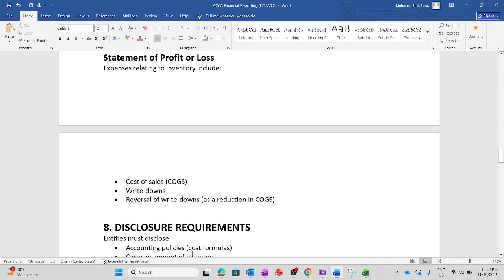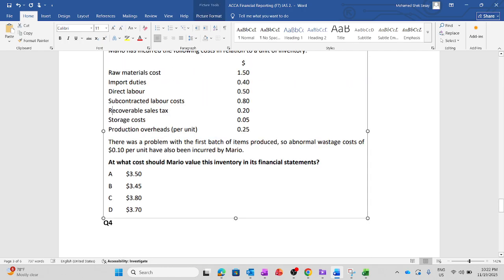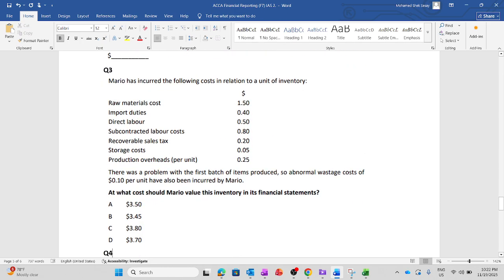Now let's look at some of the kit's questions, then we can see how relevant. For instance, looking at question 3, Mario has incurred the following cost in relation to the units of inventory. We have material cost, import duties, direct cost, subcontracted labor cost, recoverable sales tax, storage cost, production overhead per unit. The question is, at what cost should Mario value this inventory in its financial statement? If you don't know the components of cost that we need to include as part of the cost of the inventory, then you won't be in a position to solve this particular objective test question.